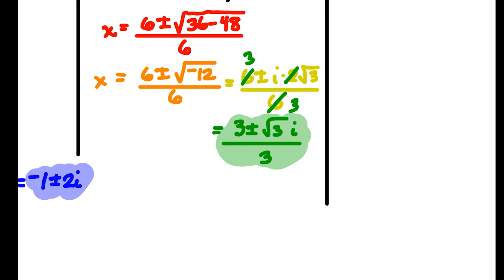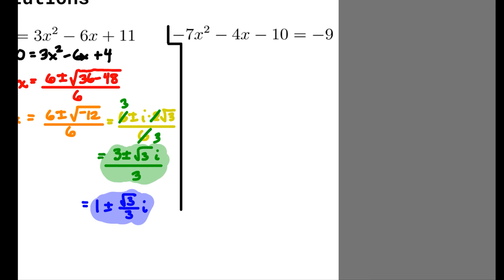Now, if you wanted to, you could simplify this a little bit further if you did the 3 over 3 on the outside here. So you could just do 1 plus or minus the square root of 3 over 3 i. So either the highlighted green or highlighted blue would actually count as the answer.